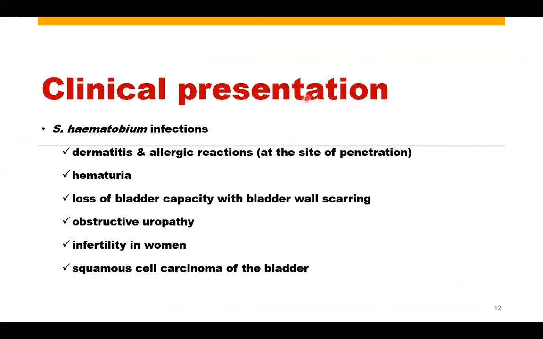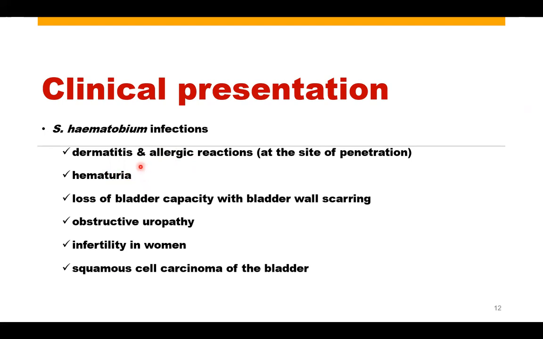So how does the patient present? With Schistosoma haematobium, at the initial acquisition, there may be dermatitis and allergic reaction because these cercariae are going to produce hydrolytic enzymes. In some patients, there is some form of allergic response to these hydrolytic enzymes. The patient presents with hematuria, usually terminal hematuria. There could be loss of bladder capacity.